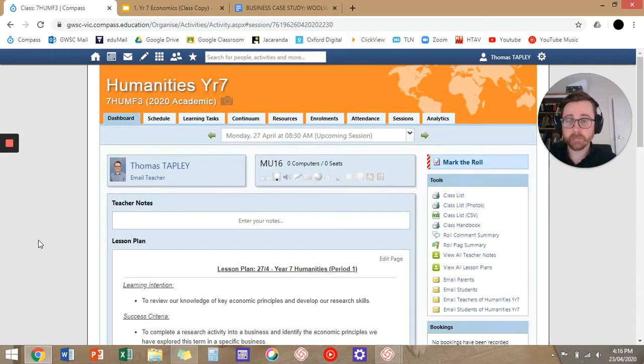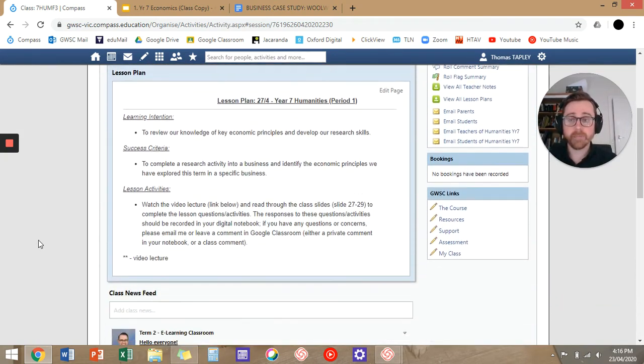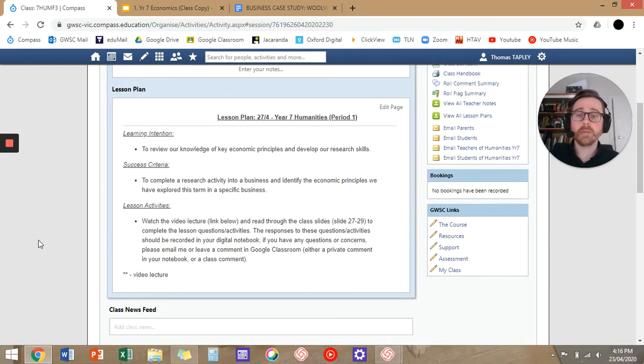But that's last term. This term, what we're looking at today is reviewing our knowledge of key economic principles and developing our research skills. So we've done a lot of theory work, so looking at things like consumers and producers, opportunity cost. What we're doing today is trying to take all of the knowledge that we have about these concepts and apply them to real world, real examples, real businesses, and do a bit of research to get that information, hopefully.